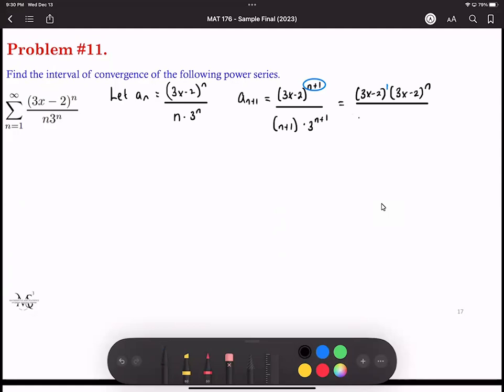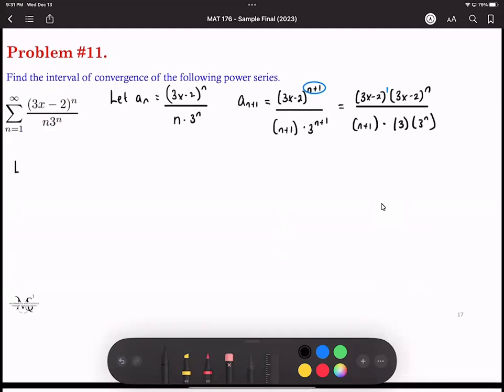Now in the denominator, you can do the same thing. You leave n + 1 alone, and you multiply by 3 times 3^n. Or you could just leave that as 3 times 3^n like this. Right? All right, so now let's apply that ratio test. What the ratio test allows us to say is that if I compute the limit as n approaches infinity of a_(n+1) divided by a_n, this ratio, in order for us to have convergence, must always be less than 1.